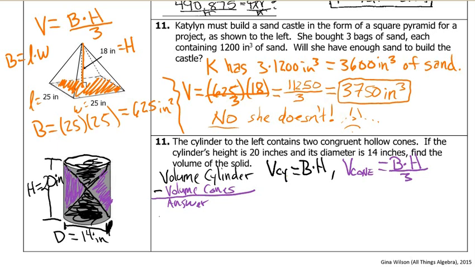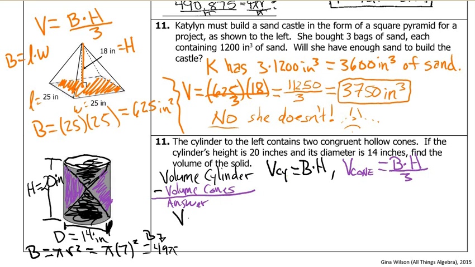So volume equals area of the base. Big B equals pi r squared, where the radius is half the diameter, which is 7 inches. So you've got pi times 7 squared, so we got 49 pi. Just to keep things easy, I'm going to keep it in terms of pi until the very end. So my big B is equal to 49 pi. And now my height of the cylinder is 20.